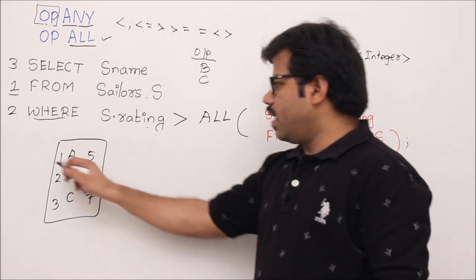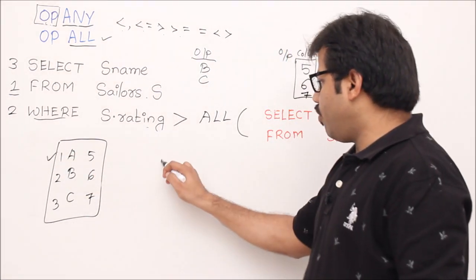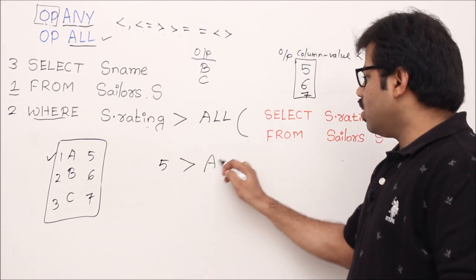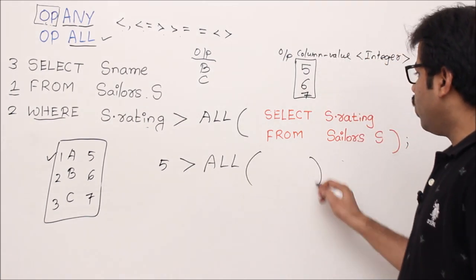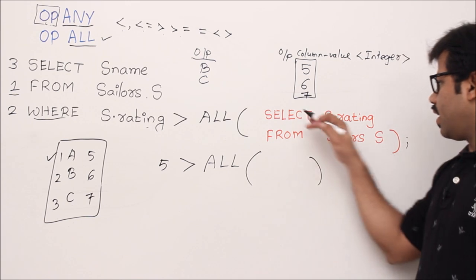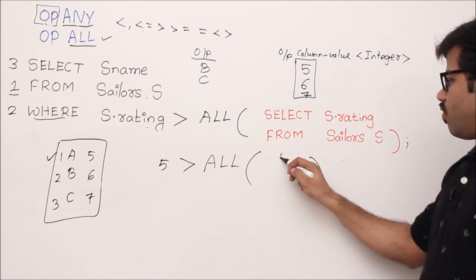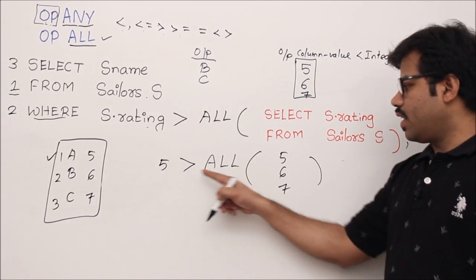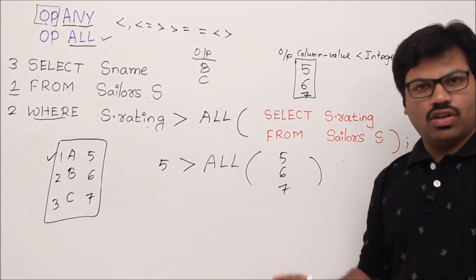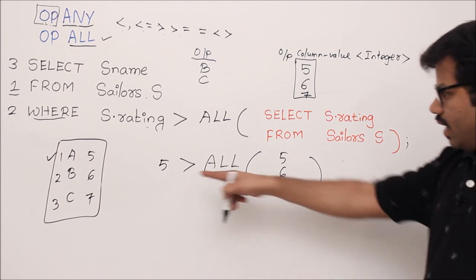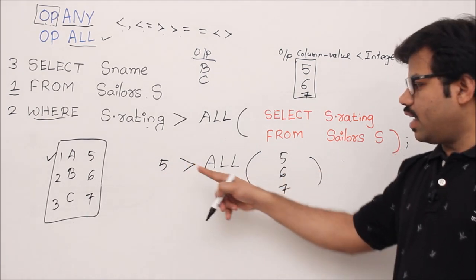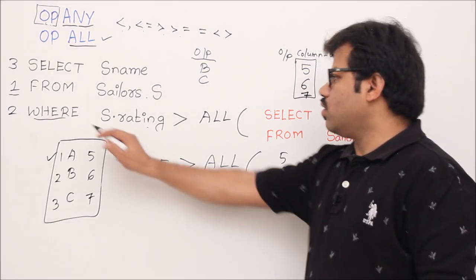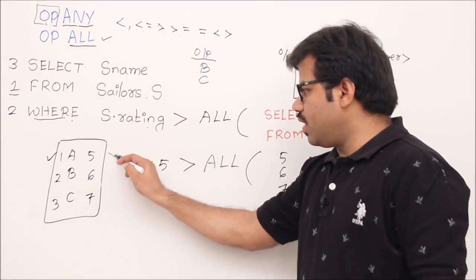First of all, same story, S.rating will be 5. Then this question will be asked: 5 greater than all of this subquery's result. What is this subquery's result? Select all the ratings from sailors. They are 5, 6, 7. The question is now, is this 5 greater than all of 5, 6, 7? No, correct? It is not even greater than at least one tuple, right? So that's why this condition is false. So the where condition is false, and this tuple will be rejected.